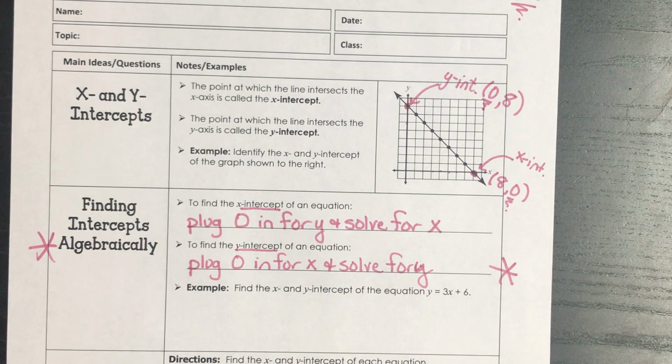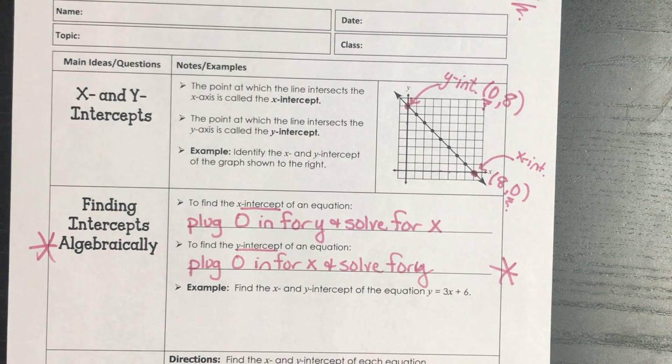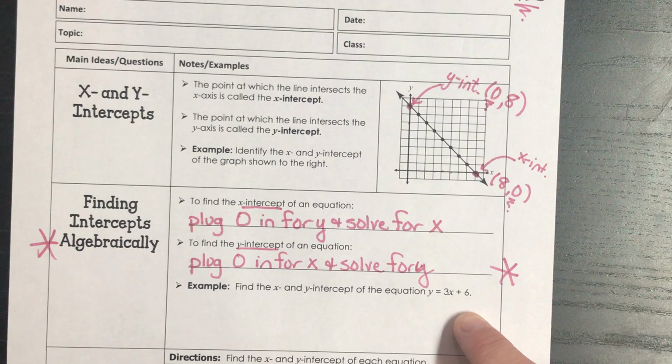This is going to lead us into what we're going to do tomorrow when I'm back. I'm so excited to help you to be able to graph these. Because if you know the x-intercept and the y-intercept, you just have to plot those points. I'm also going to show you another way to find those intercepts tomorrow. We're going to walk through some examples to help you out. In this example, they want us to find the x-intercept and the y-intercept of y equals 3x plus 6.